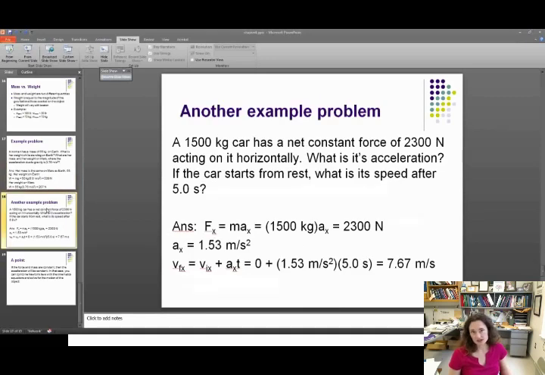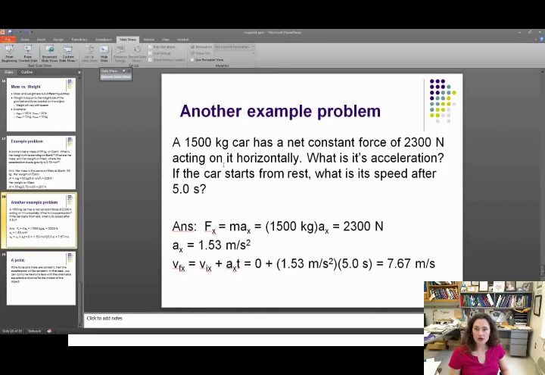I want to do another example problem using Newton's second law. This one concerns horizontal motion and not the pull of gravity. You have a 1,500 kilogram car, and it has a net constant force of 2,300 newtons acting on it horizontally. What's its acceleration? And if the car starts from rest, what's its speed after 5 seconds?